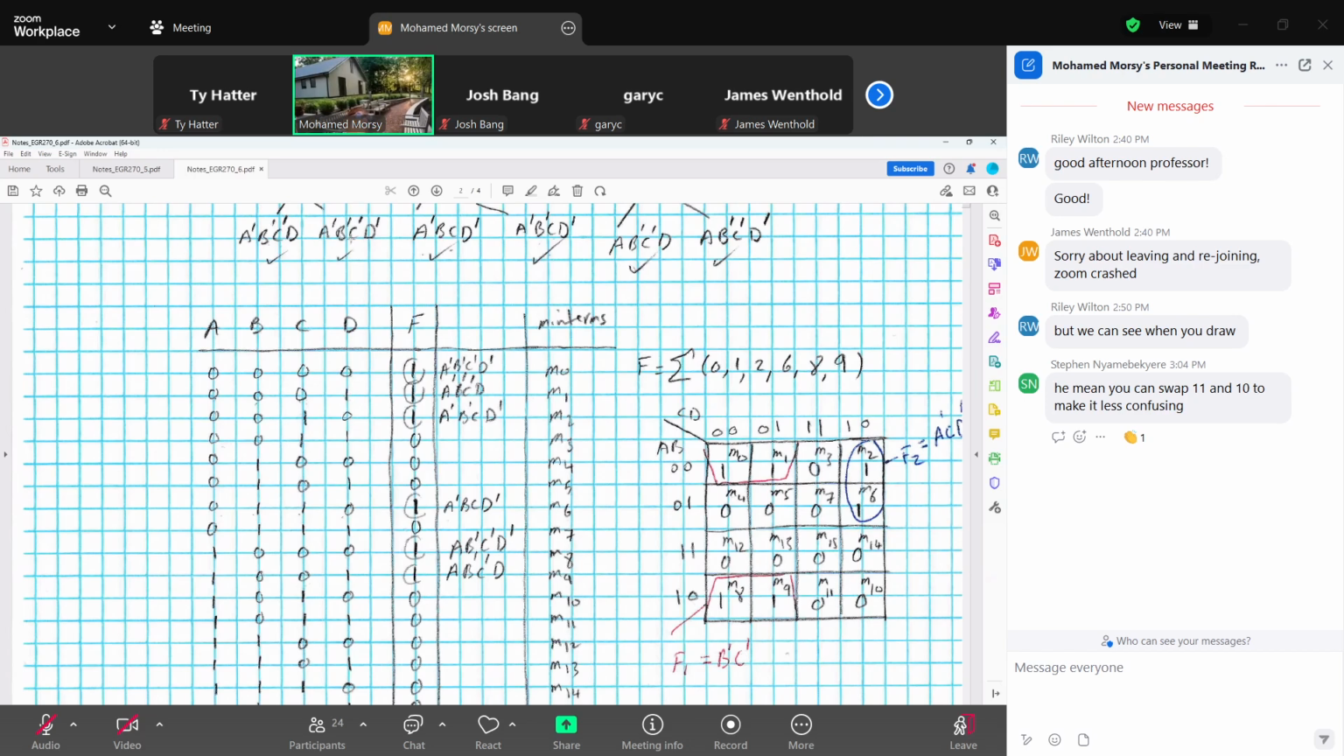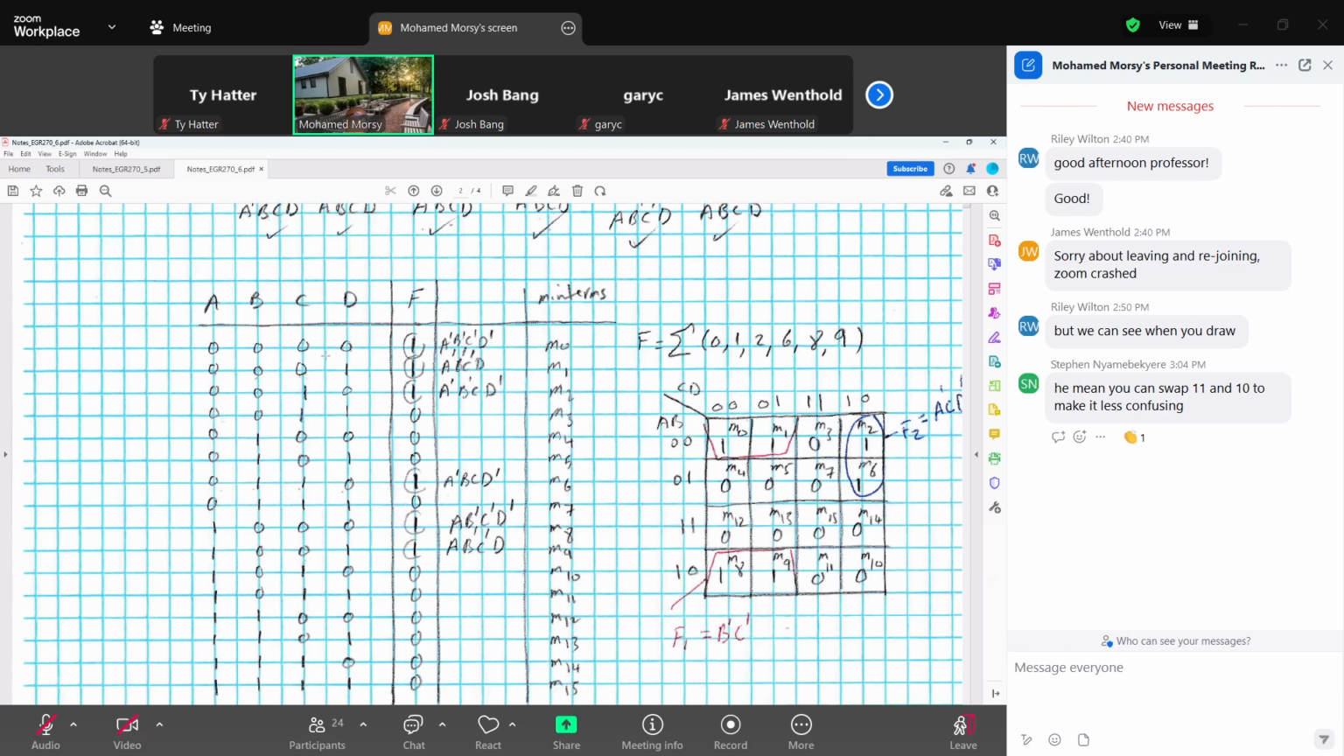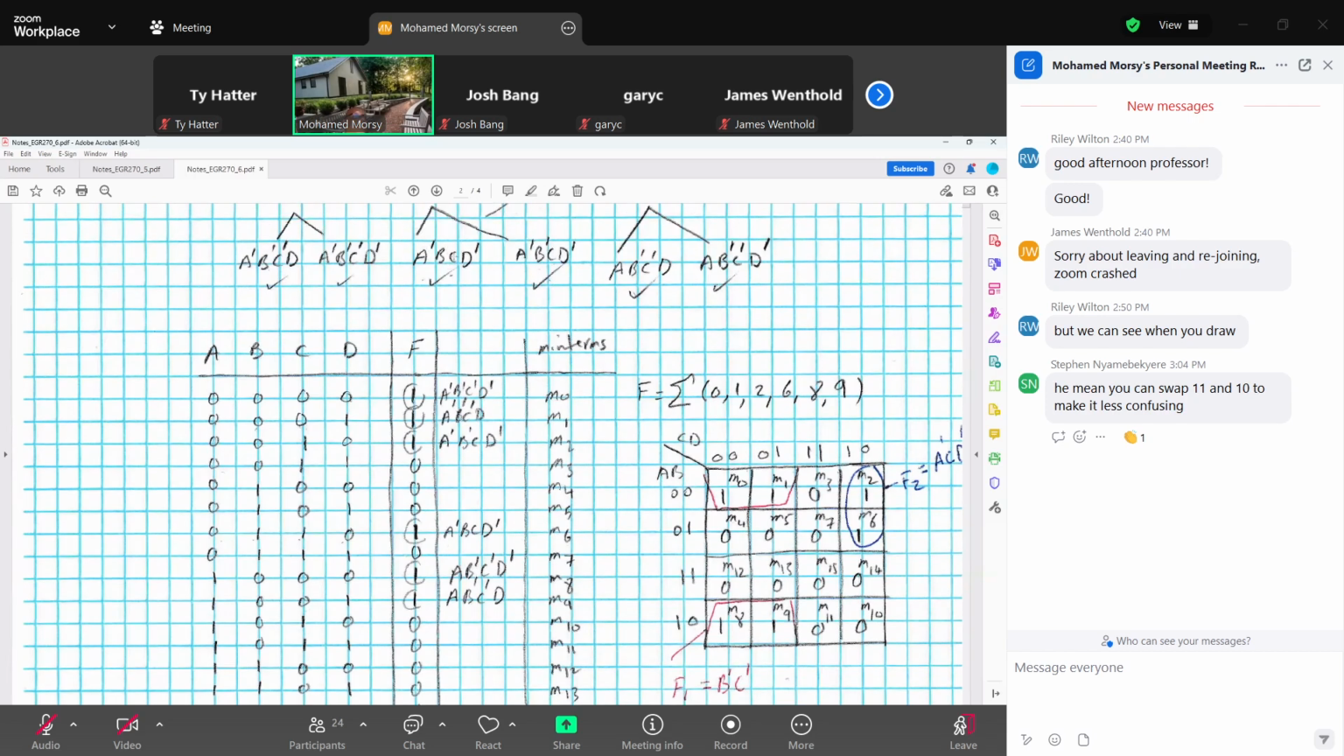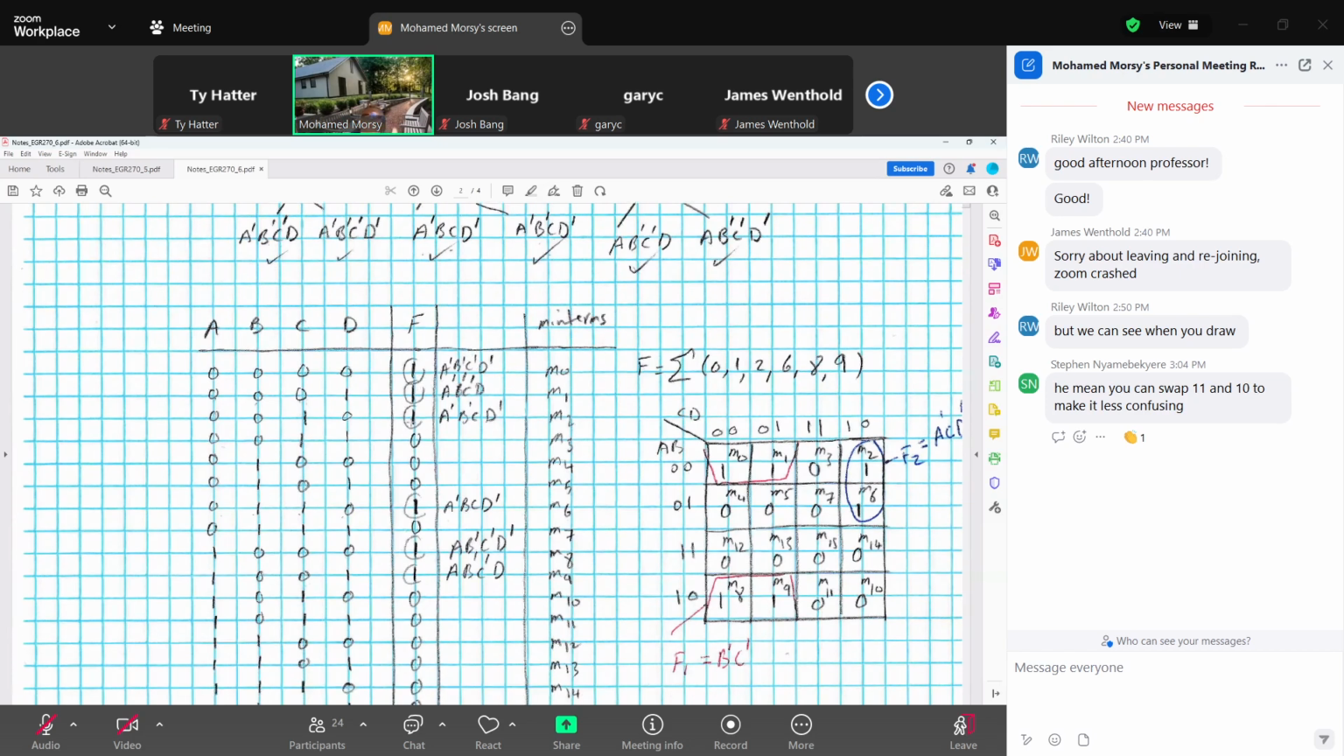So F is 1 for here. Then the next one, A inverted, B inverted, C inverted, D inverted. So like A 0, B 0, C 0, and D is 0, which is here. So this is the second one. And so on, the same thing. For each product term, you figure out which row the corresponding fundamental product is 1.